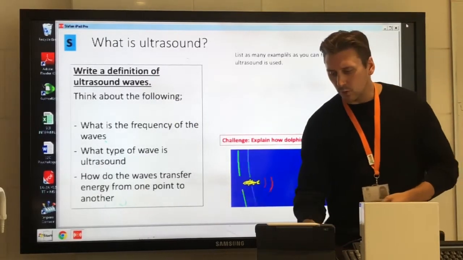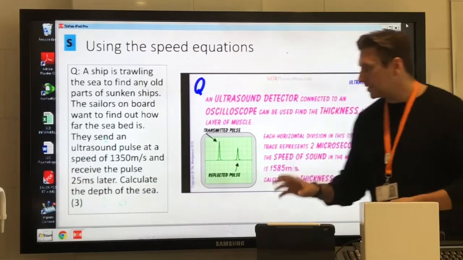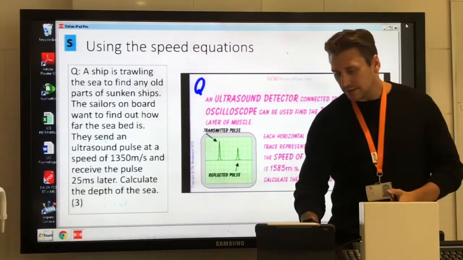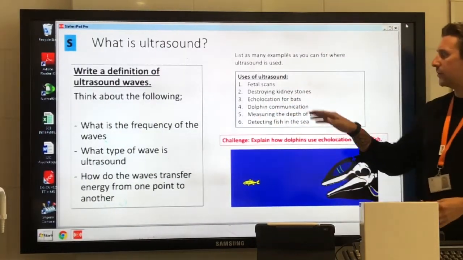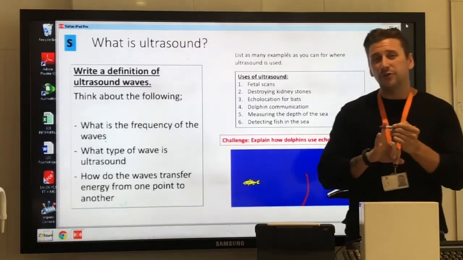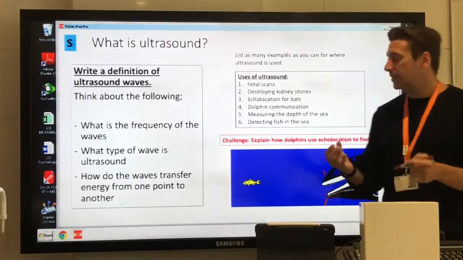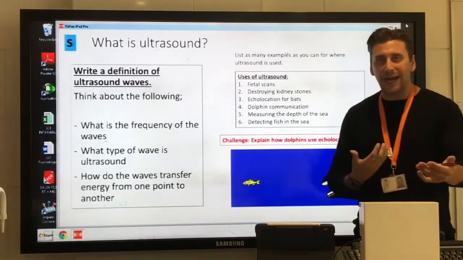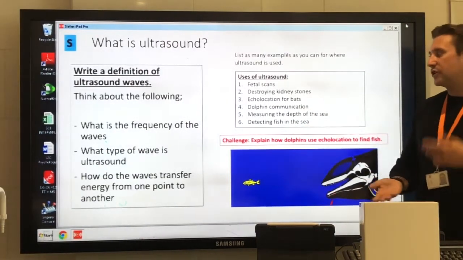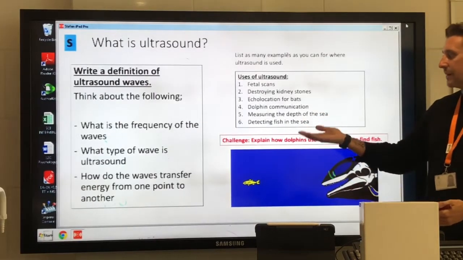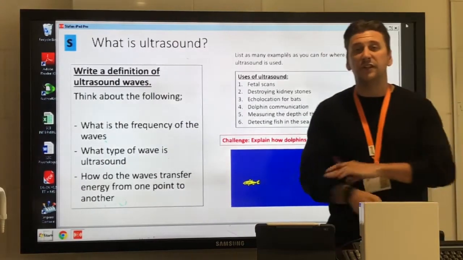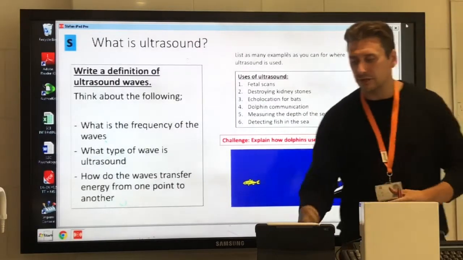Now, very specifically, I'm just going to go through the uses one more time. We have fetal scans. There are also medical uses of ultrasound, such as destroying kidney stones. We have echolocation for bats, dolphin communication or echolocation, measuring the depth of the sea, or even detecting fish in the sea. So all of those are uses of ultrasound.